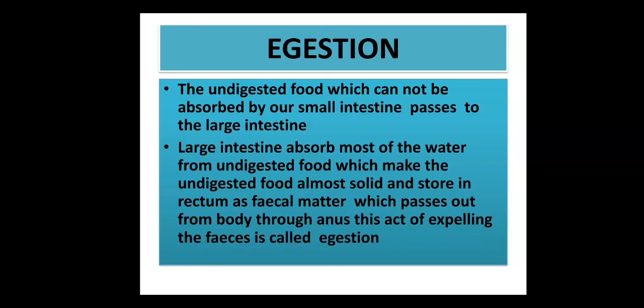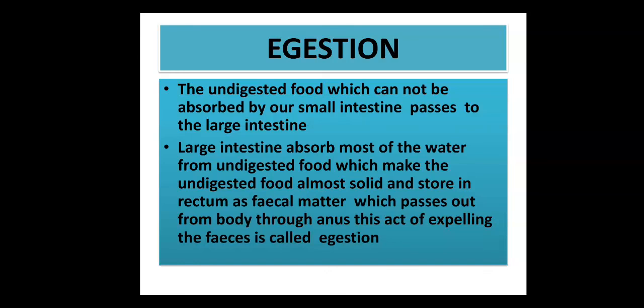And that's why I have written the second point. Just see, the large intestine absorbs most of the water from undigested food, which makes the undigested food almost solid, and it is stored in the rectum as fecal matter, which passes out from the body through the anus. This act of expelling the feces is called what? Egestion. Is it clear now?